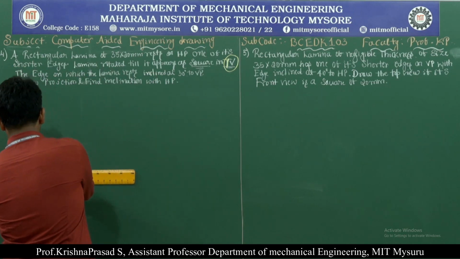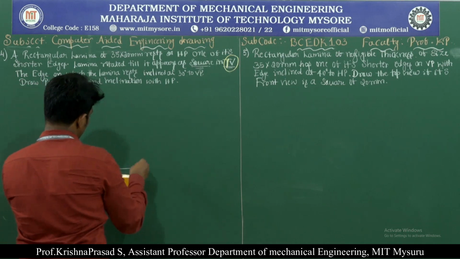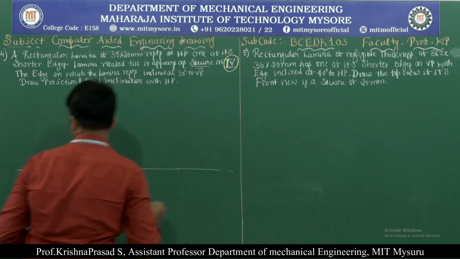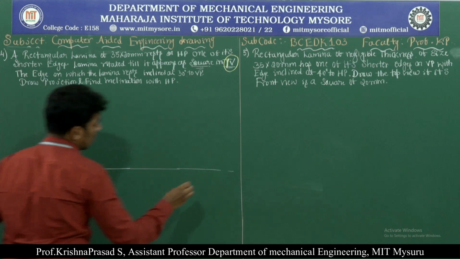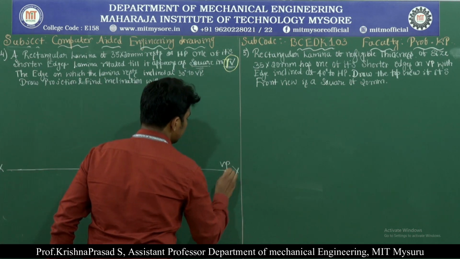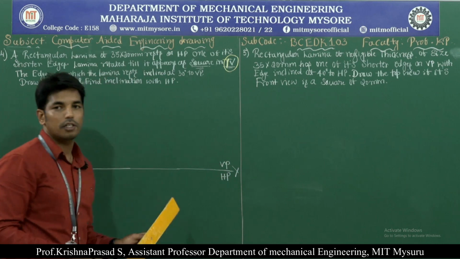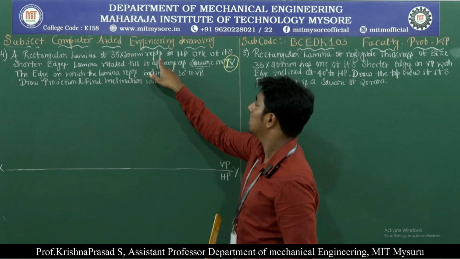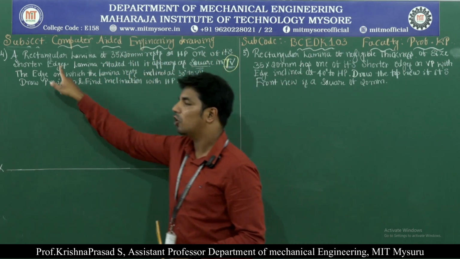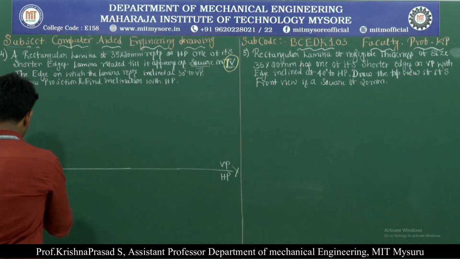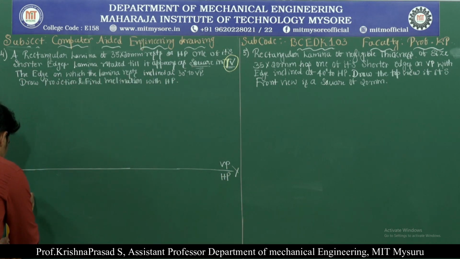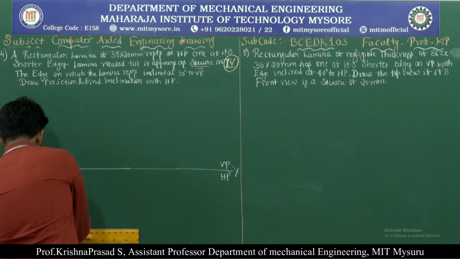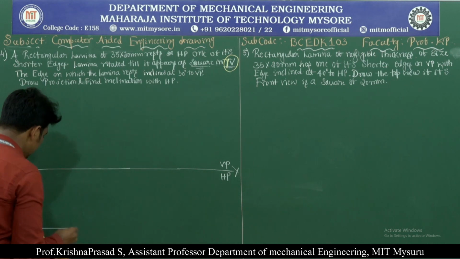Okay, now draw the XY line. Okay, and the plane above the XY line is called the vertical plane. The plane below the XY line is called the horizontal plane. So here they have given the rectangular lamina of 35 into 20 mm resting on HP with one of its shorter edges. Shorter edges means first we need to take the dimension of 20. Okay, and the longer edge is nothing but 35. For that we need to take 35 here.